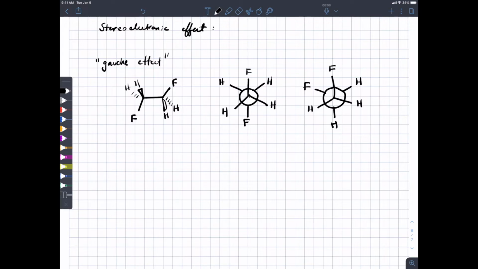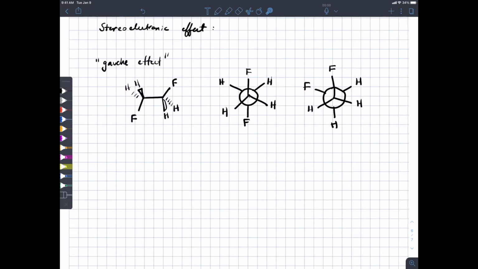For butane anyway, why did you say anti was better than gauche? Anti has lower energy, good, and why is that? More stable because of sterics. Yeah, because of steric hindrance, it minimizes the steric hindrance between the two methyl groups.